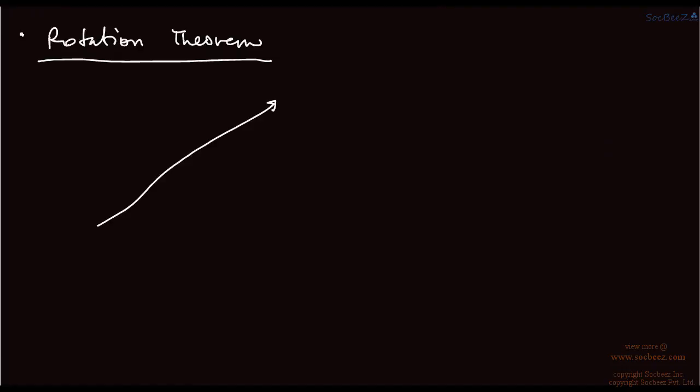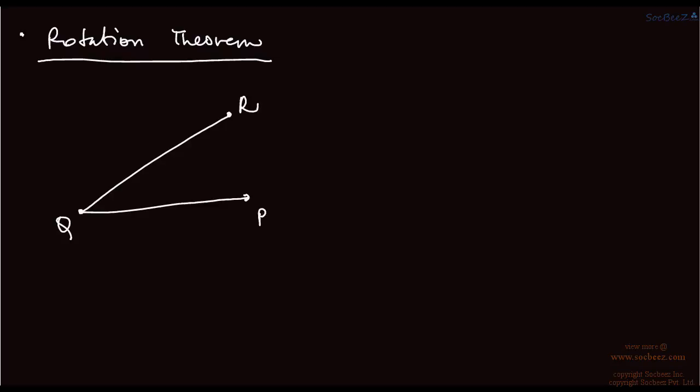The next formula is about the rotation theorem. This is also one of the most important formulas, and let's do this. If we have three complex numbers, three coordinates, or you can say P, Q, and R. Q represents Z2, P represents Z1, and R represents Z3 complex number. Then, the angle PQR, let's say it is theta.